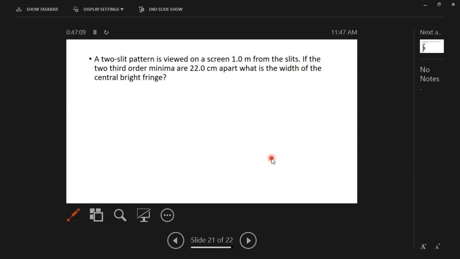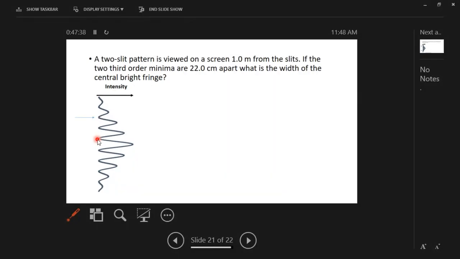The first thing that we need to know is what the meaning of this thing is. So this is the interference pattern. Again, this is the central fringe. I'm telling you that the two third order minima are 22 centimeters apart. What do I mean by that? So if this is the central fringe, this is the first dark fringe on this side. This is the second dark fringe on this side, and this is the third one. The same thing goes from here.